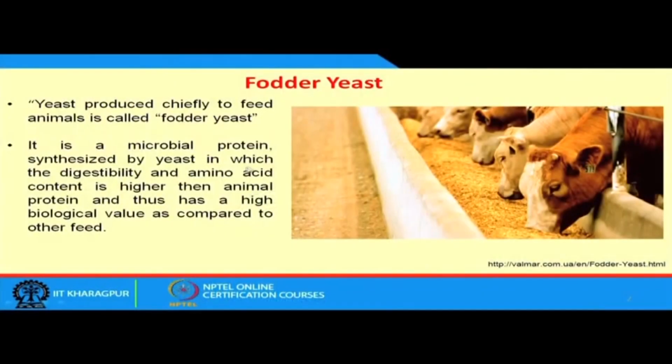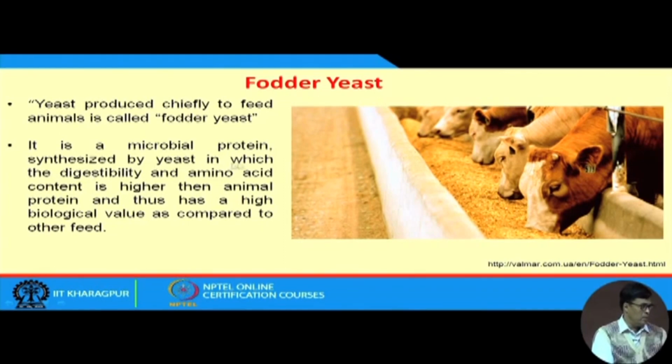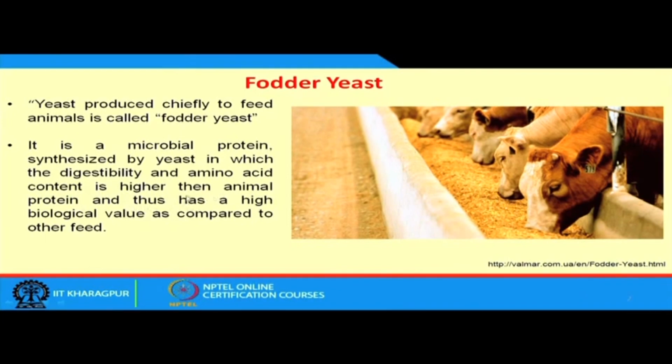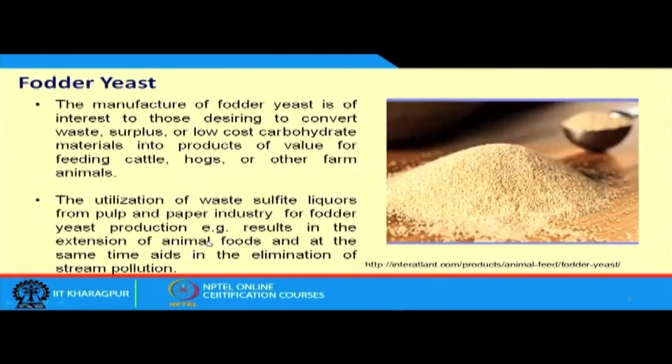Now this is microbial protein synthesized by yeast, in which the digestibility and amino acid content are higher than animal protein, and thus it has a high biological value compared to other feed. So this is one of the very important aspects of why it is considered an animal food.